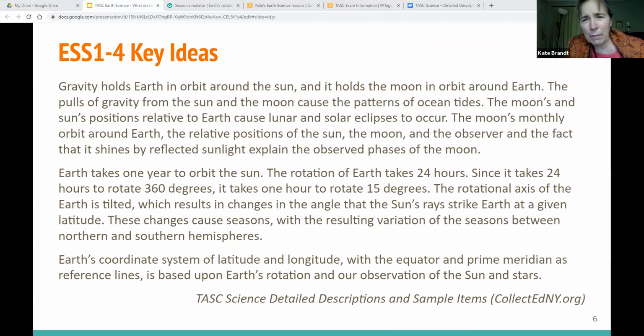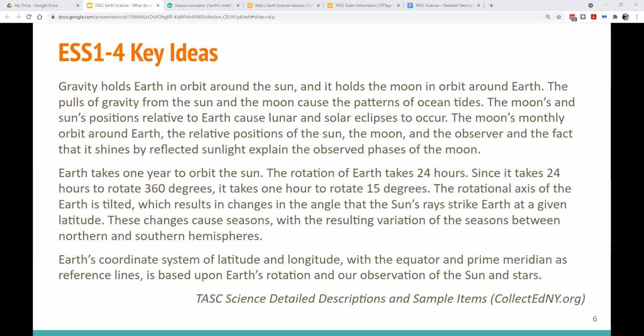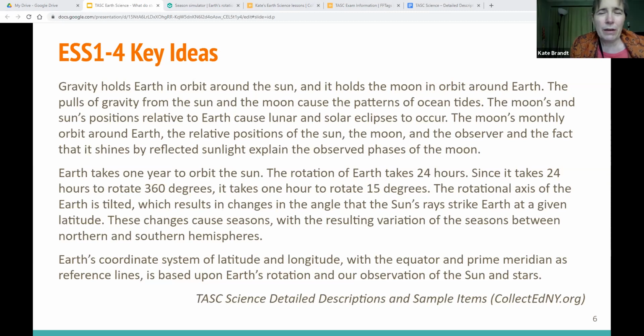I'm just going to say, Eric keeps saying we, but he created those, and I use them to create lessons, and they're just my go-tos now. They're so helpful. I really recommend them. Okay, so here is one little chunk of one of these detailed descriptions and sample items.